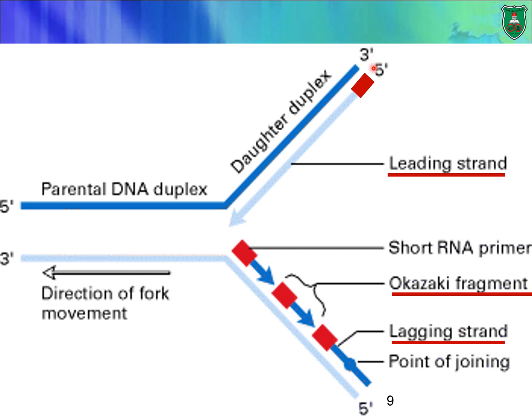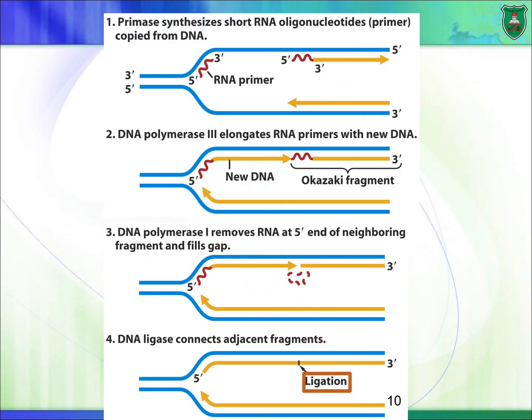So each leading strand requires one primer, right? Because you need this primer and the leading strand just keeps on synthesizing DNA. On the other hand, each Okazaki fragment requires a primer of its own. So we have DNA synthesis going in the direction of 5' to 3'. That's the leading strand, this one right here. But we have an Okazaki fragment, and then we have an RNA primer to start the synthesis of another Okazaki fragment.